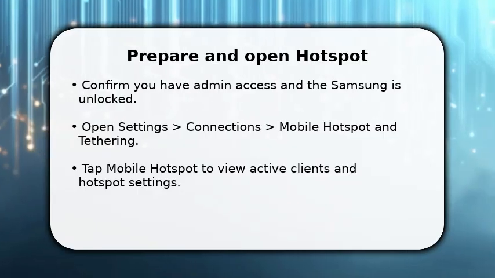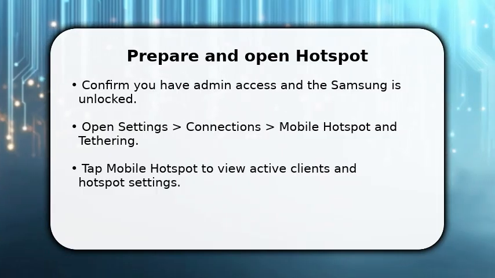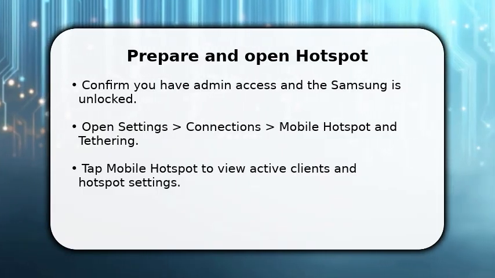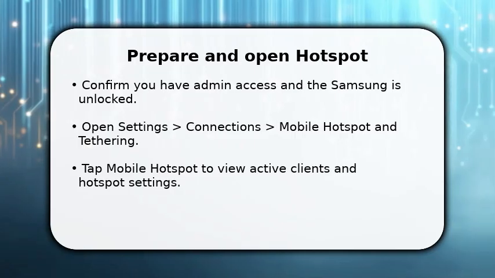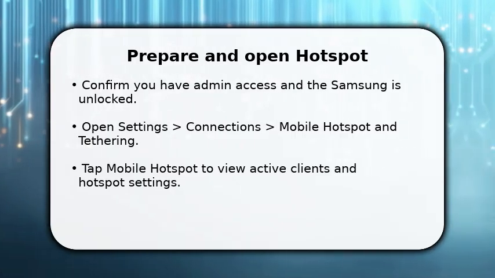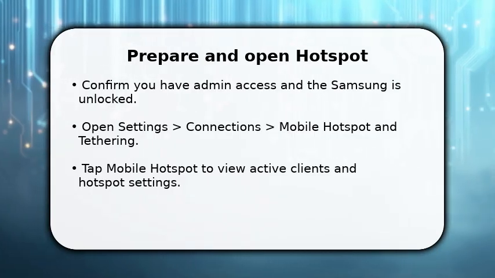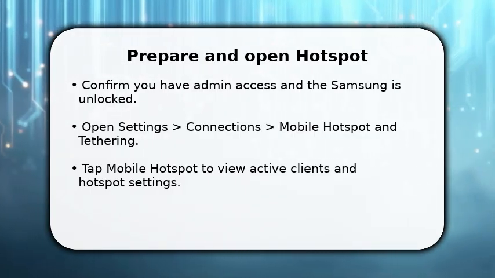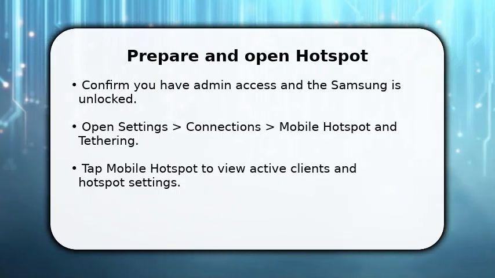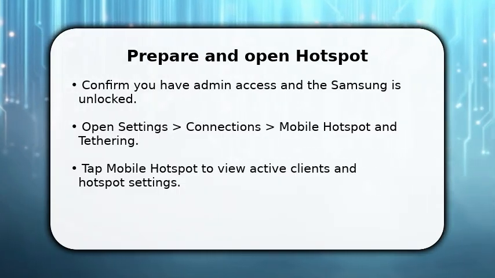You start by confirming admin access on the Samsung and unlocking the device. This lets you change tethering rules. Once in Settings, go to Connections, then Mobile Hotspot and Tethering so you can control connected devices. Tap Mobile Hotspot to open the Hotspot panel. Here you'll see the network name, password, and a list of currently connected clients.